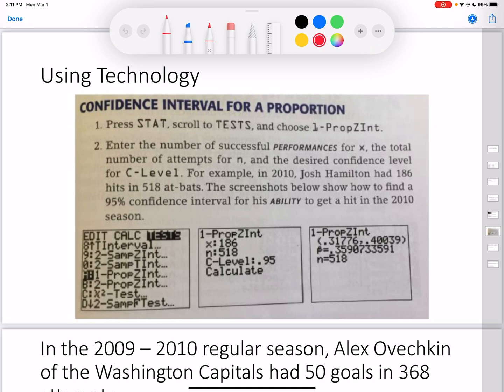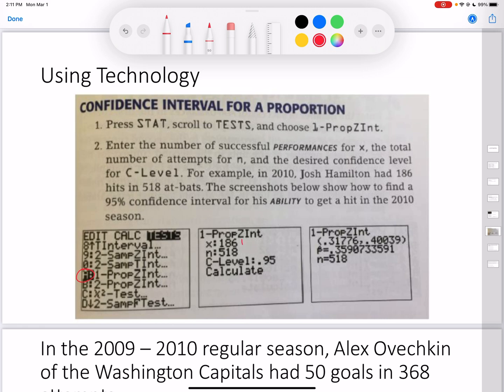It's right below the delete button. You're going to go to Tests. And you're going to see a bunch of two-sample z-test, two-sample t-test, but we're calculating a confidence interval. So I'm going to scroll all the way down to 1-PropZInt, which is letter A. So A.